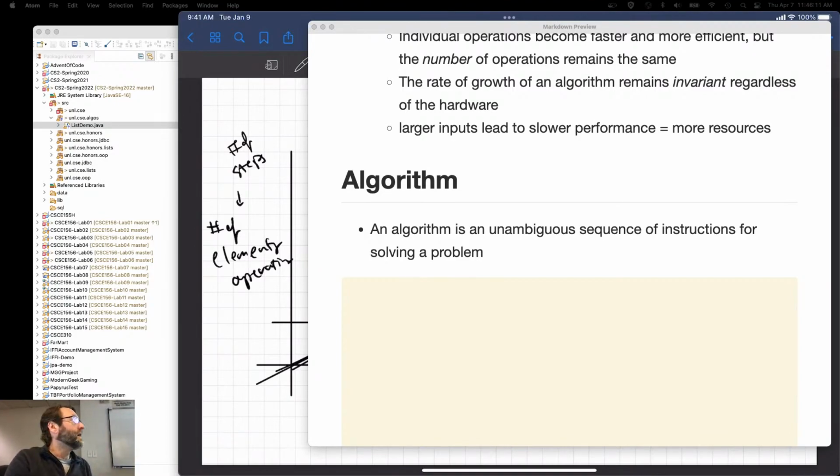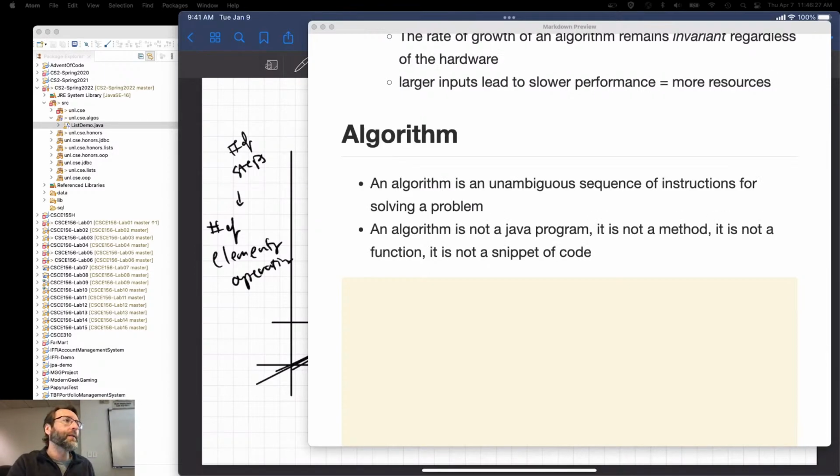If you're interested in that, you might be able to see it in 310, Computer Science 3, right? What exactly a Turing machine is. We're not going to go that far. We're going to stick with Webster's for now, okay? An algorithm is not a Java program. It's not a method. It's not a function. It's not a snippet of code, right? So how do we describe an algorithm just given this dictionary definition?